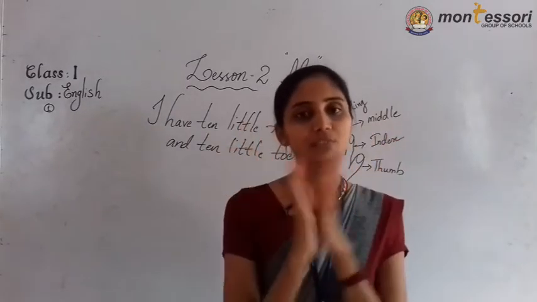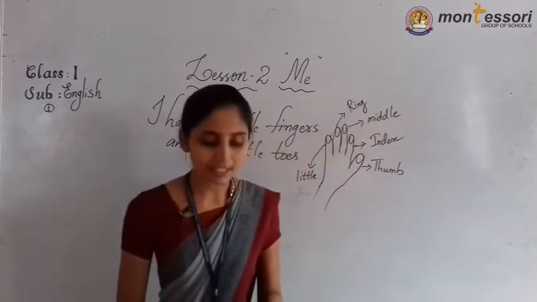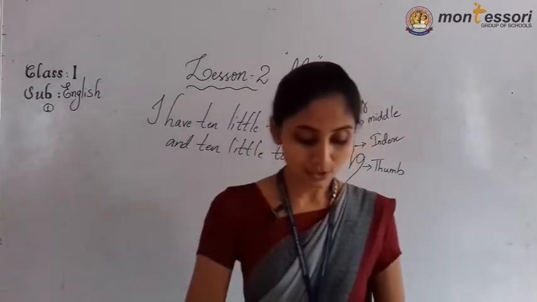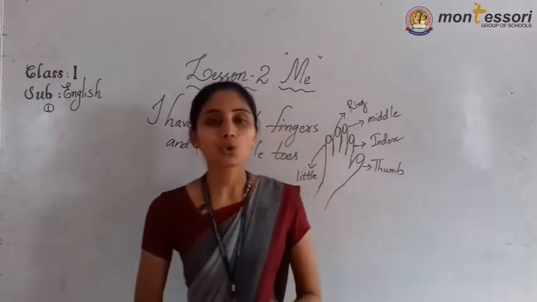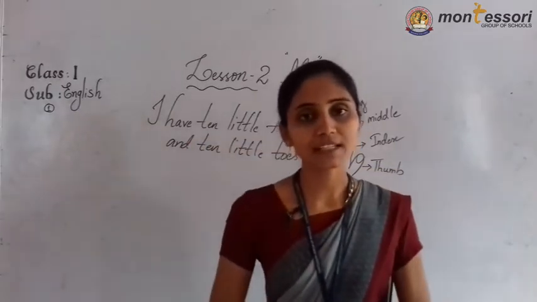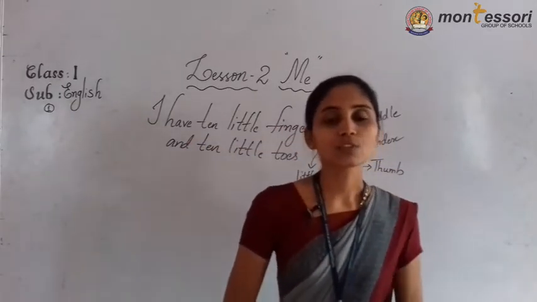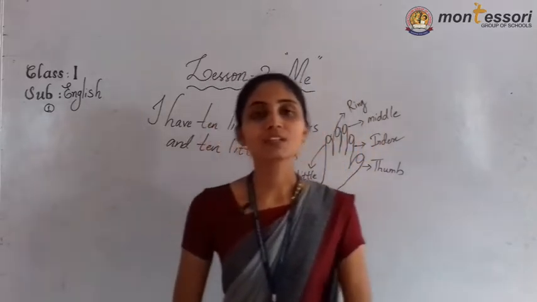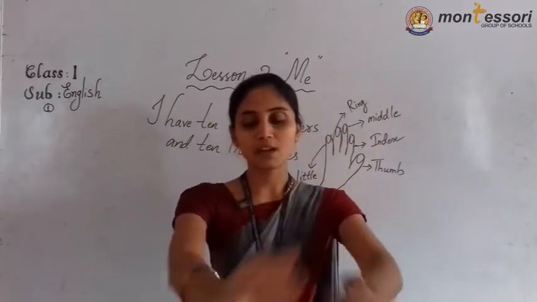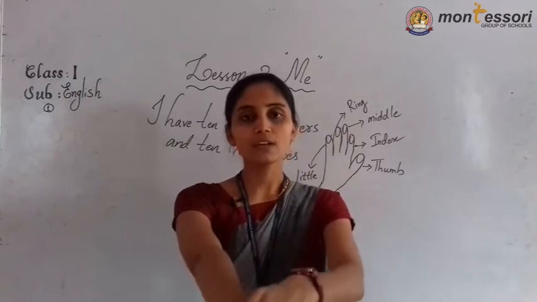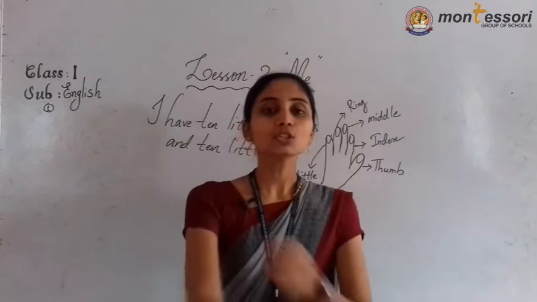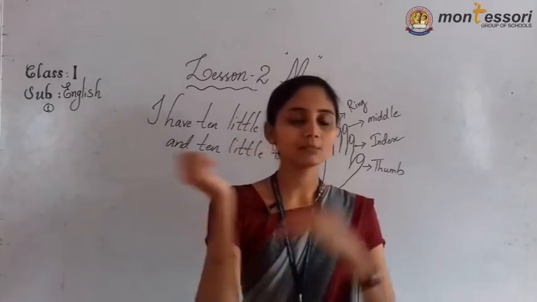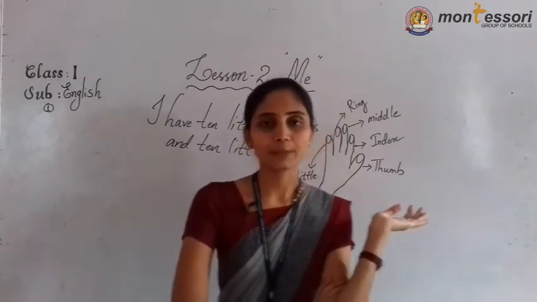10 little fingers and 10 little toes. Next, 2 little arms and 1 little nose. Show me your arms. See, these are my arms. How many arms do you have? 2. All human beings are having 2 arms. Right arm, left arm. Okay.